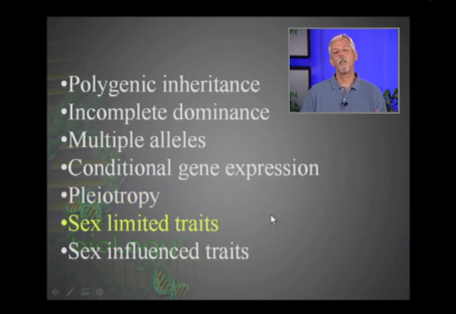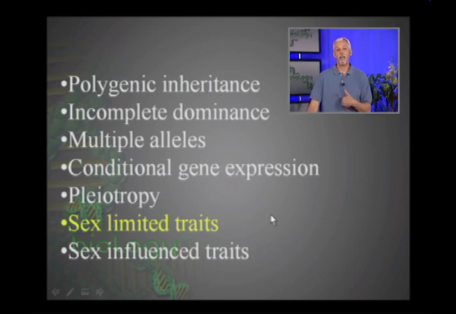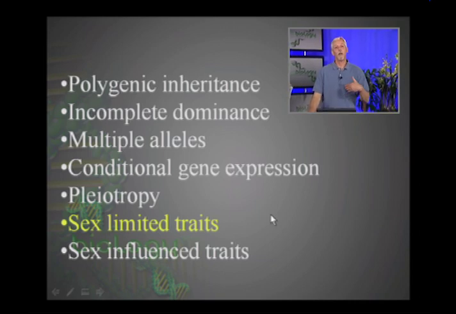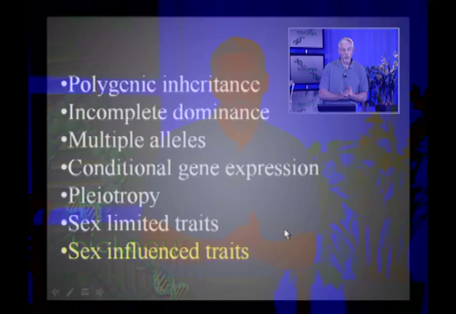Sex-limited traits are those that we tend to find only in one sex. For example, if I inherited a predisposition to ovarian cancer, that couldn't affect me. I can't get ovarian cancer because I don't have ovaries, but it would affect a female. And then sex-influenced traits are those that are more likely to occur in one sex or another. For example, male pattern baldness is affected by testosterone levels to some degree, so men are more likely to show that trait than women. Again, there are a number of different factors that can affect the number of phenotypes that we see, although the basic inheritance is always the same.